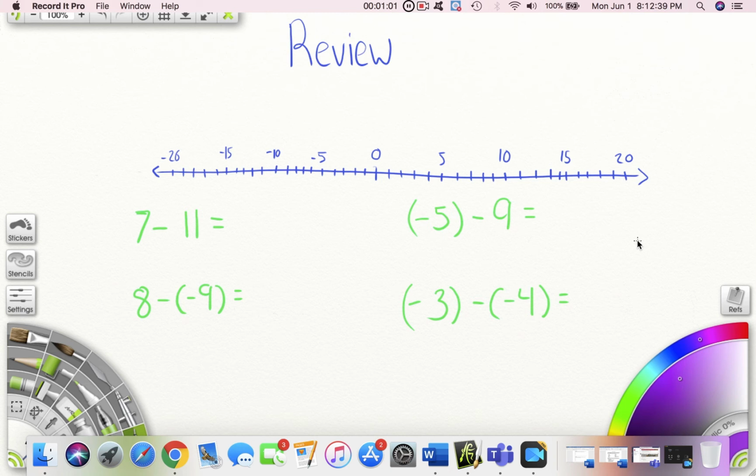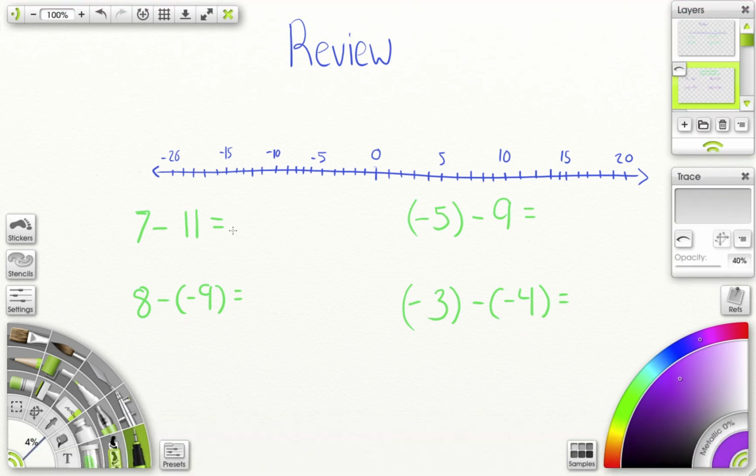All right, so let's hop into it. So our review, we have our number line to aid us. We have 7 minus 11. So we know that 7 is smaller than 11. So when we have positive 7, we minus 11 from it, we know it's going to end up in the negative range. The question is how far into the negative range. So how do we do it?